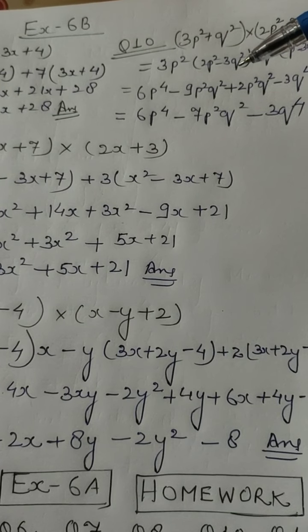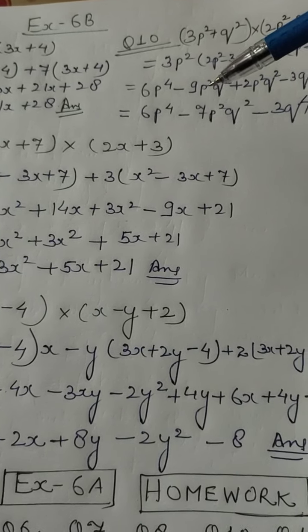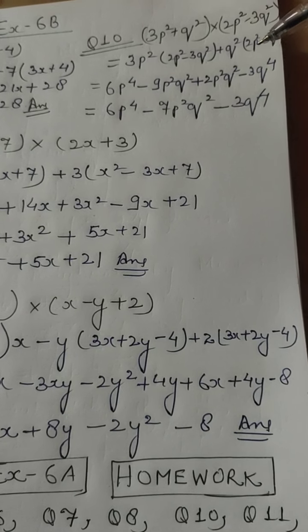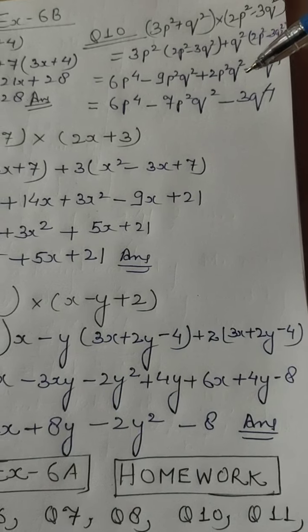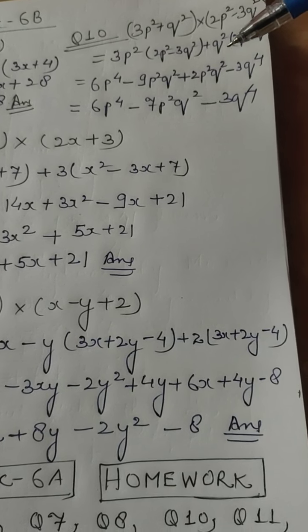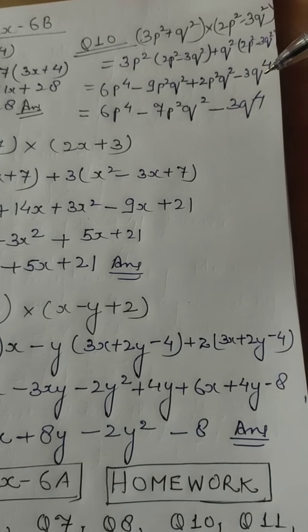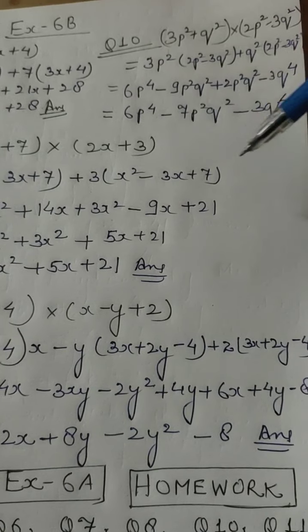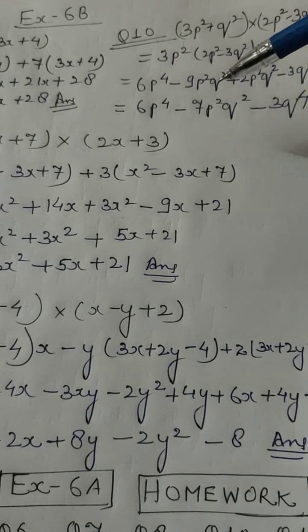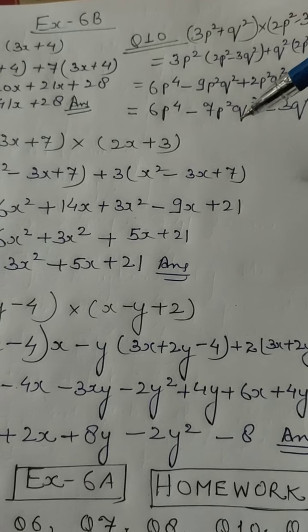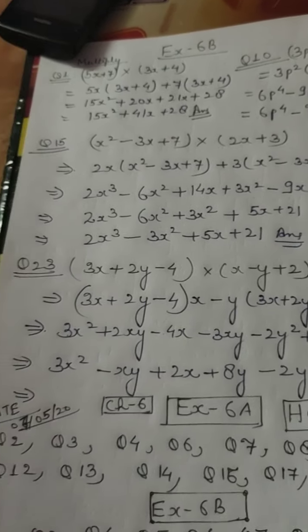Here 3p square is multiplied with 3q square, it will give minus 9p square q square. Similarly q square is multiplied with 2p square, it will give 2p square q square. And last one, q square is multiplied with minus 3q square, it will give minus 3q to the power 4. And this is the final answer. The middle terms will be added, we will get minus 7p square q square. This is the final result.